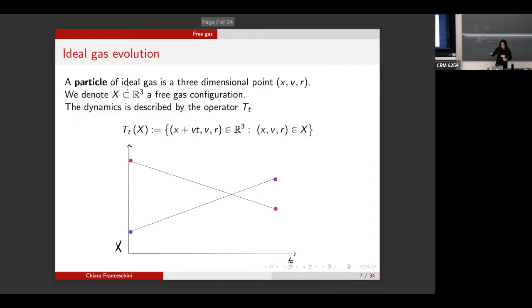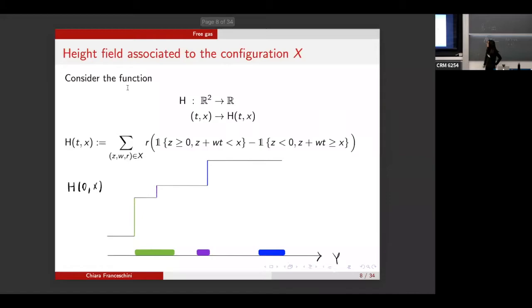And this mark is something you attach to the particle. So in fact, it's a three-dimensional object. And you see in the evolution of the free gas, the mark doesn't play any role, unlike for the rods. They just travel ballistically, ignoring each other. So this is what's going on. The time evolution is described by this capital T operator. Okay, so this is the free gas dynamics. And then it's worth introducing this height function associated to the configuration X. So I use X for the configuration of the free gas.